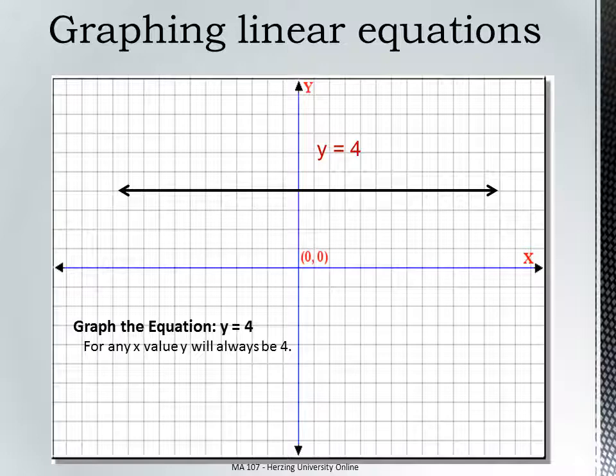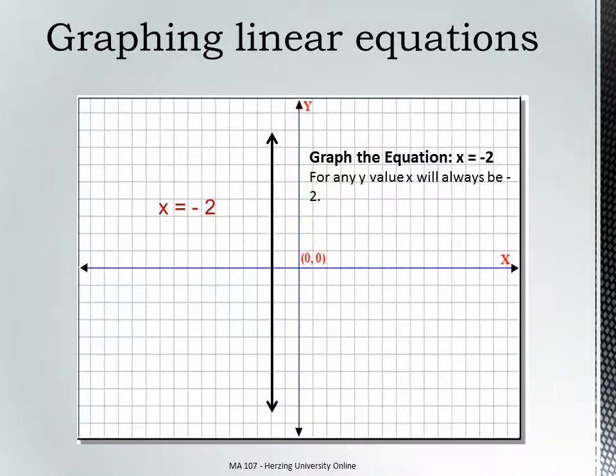Graph the equation y equals 4. For any x value, y will always be 4. Therefore, the graph is a horizontal line at y equals 4. Graph the equation x equals -2. For any y value, x will always be -2. Therefore, the graph is a vertical line at x equals -2.